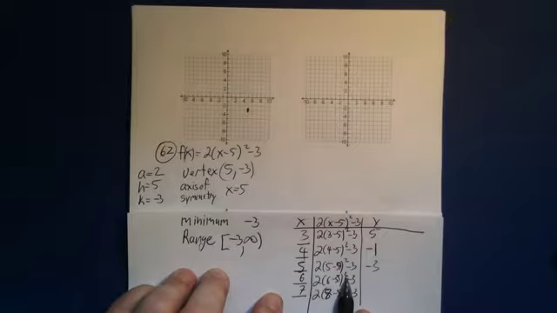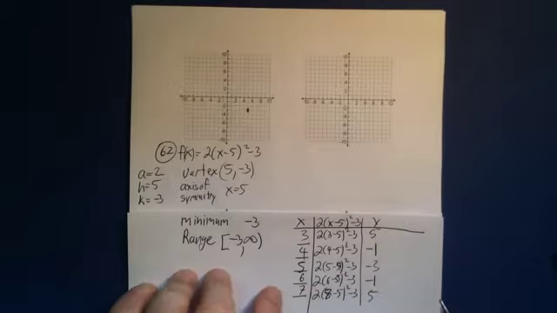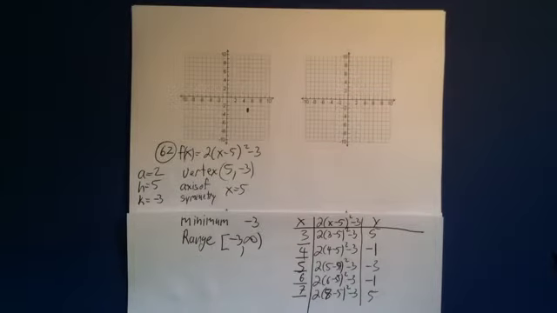6 minus 5 is 1. 1 squared is 1. 1 times 2 is 2. 2 minus 3 is -1. 7 minus 5 is 2. 2 squared is 4. 4 times 2 is 8. 8 minus 3 is 5. And those are going to be our points that we're going to put down here.